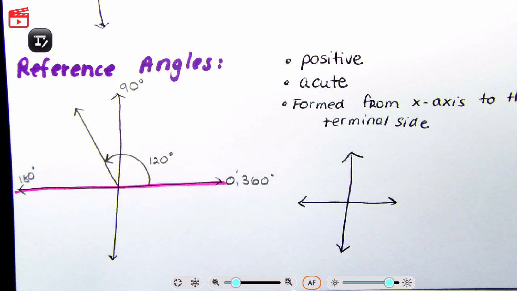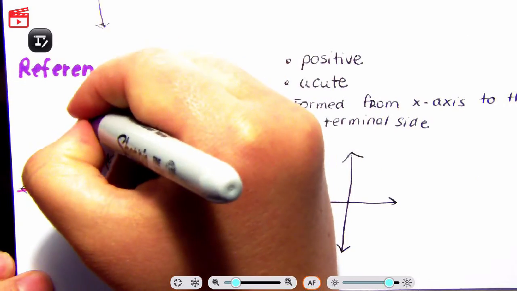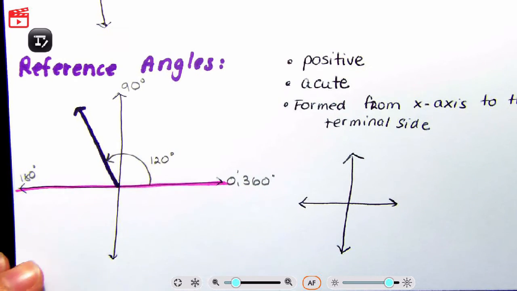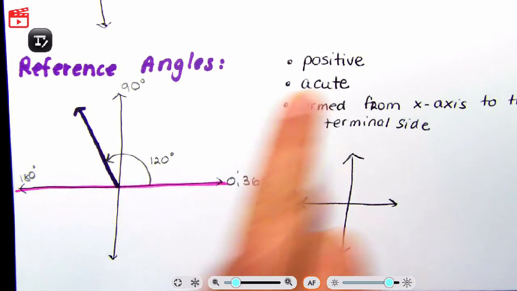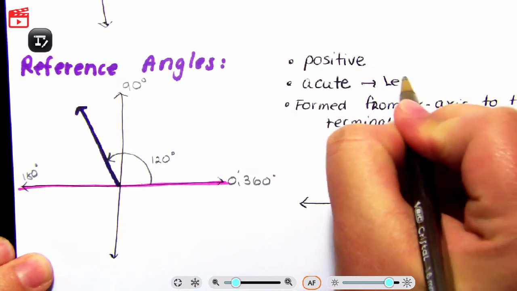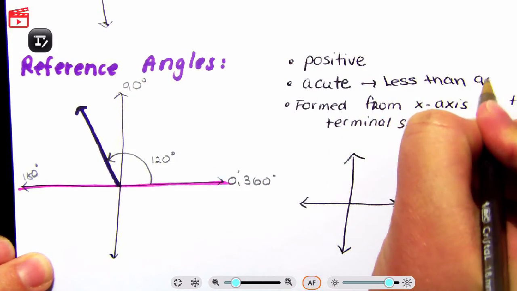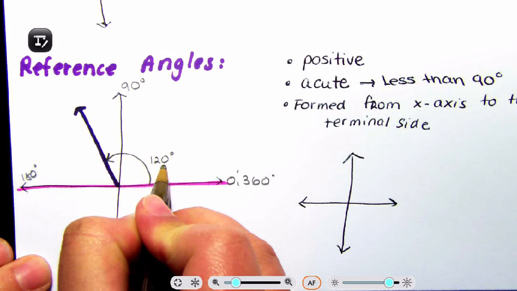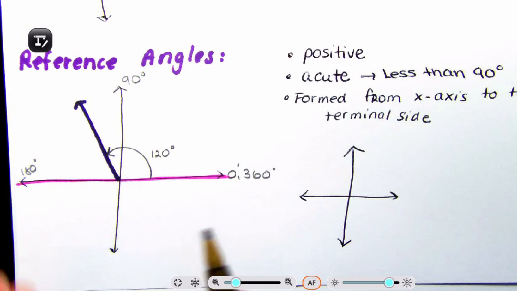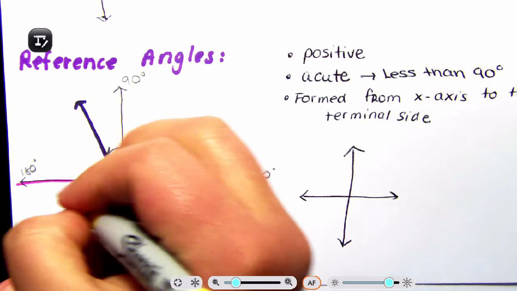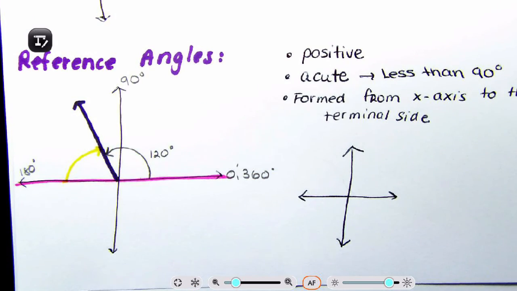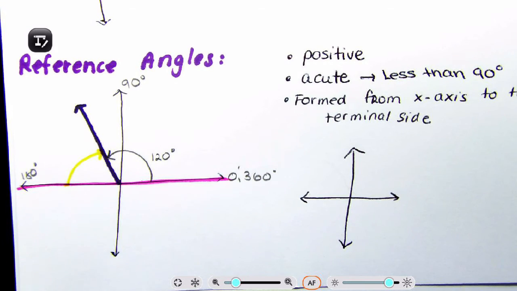Now you have two options. Option number one is this one here. Here's your terminal ray, and here you already have a 120 degree angle. The downside is that it's not acute. Acute means less than 90 degrees. Because starting from the x-axis to our terminal ray we have 120, this is not the reference angle. This is the original angle. We want the reference angle. So you're going to go from the other side. Here is your x-axis, here is your terminal ray, and you're going to find what this angle measure is, and that is your reference angle.